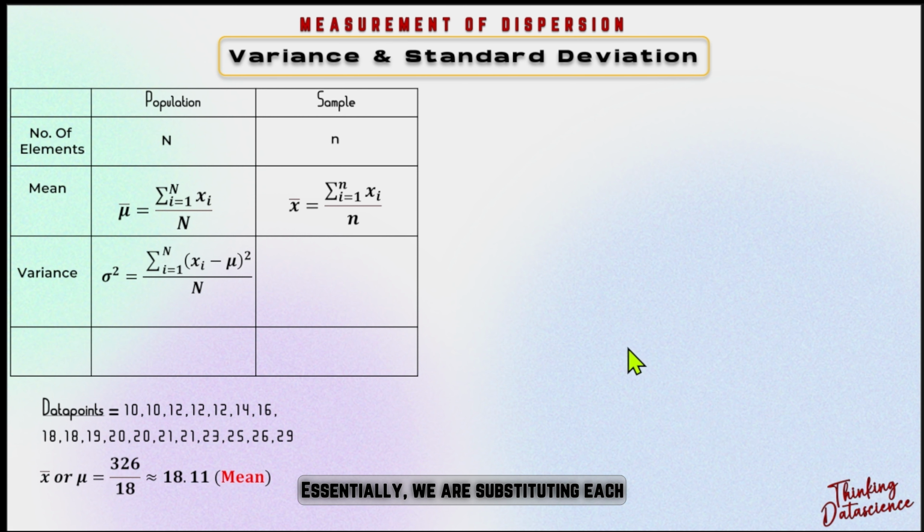Essentially, we are substituting each data point into the formula, then subtracting the mean we previously calculated, that is mu, from it. Basically, what we are doing is calculating the difference between each data point and the mean. So for instance, if we consider the smallest value, that is 10, and subtract the mean 18.11 from it, the result will be negative 8.11.